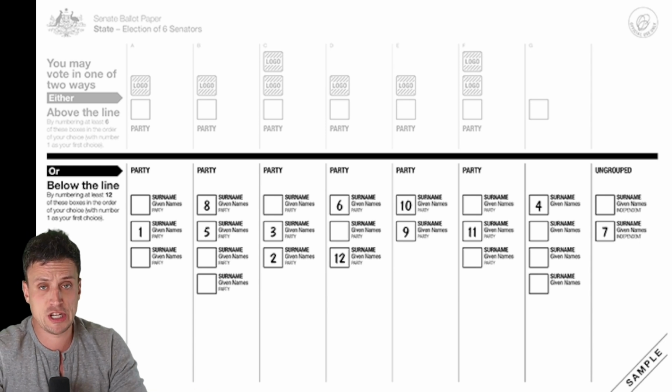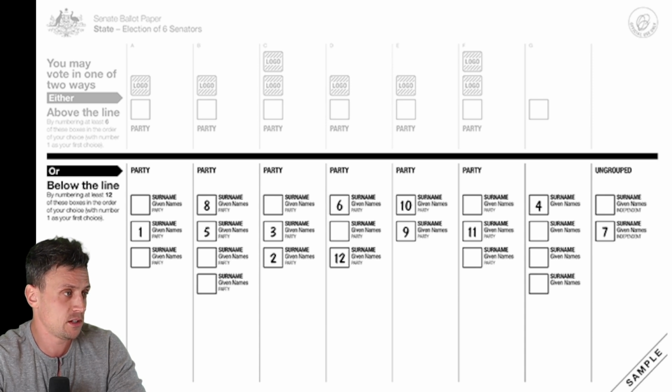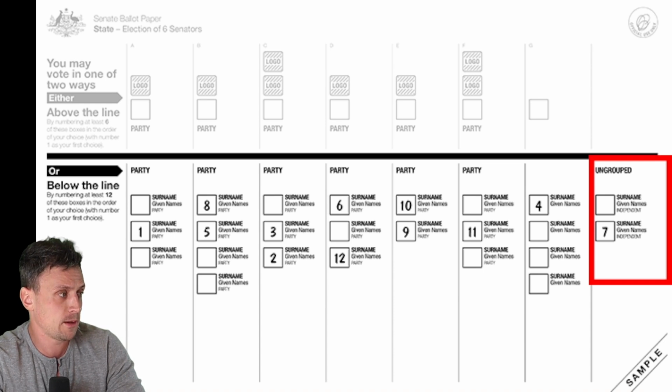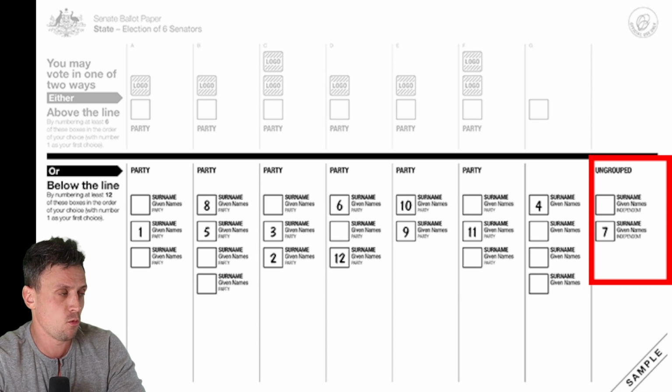In fact, some people like to number every single box below the line so they can have maximum control. But please keep in mind, if you do this, it's very important that you write the numbers clearly so that there's hopefully no confusion when the votes are being counted. Alrighty, now here's something else I want to show you about below the line voting. See this red box over there? It says ungrouped. So what is this ungrouped box and what are these names?